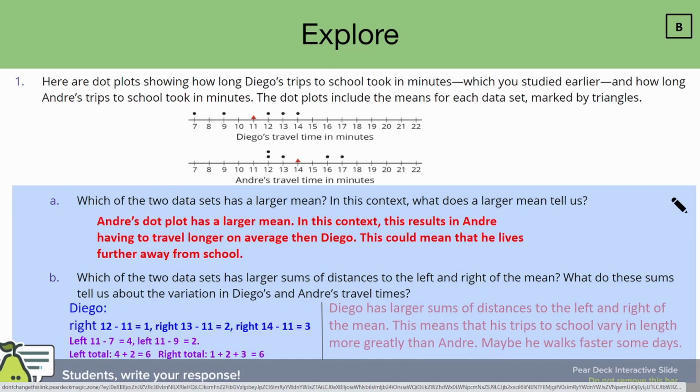So even though Andre's sums of distances on the left and right were both 5, and Diego's sums of distances to left and right were 6, that difference between the 2 of them is very small. However, we can see that Diego does have larger sums of distances to the left and right. So that can mean many things. Maybe he lives closer or he just walks faster. These are some things that we can think about.